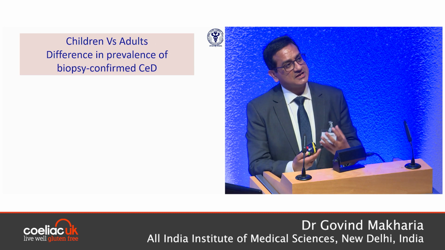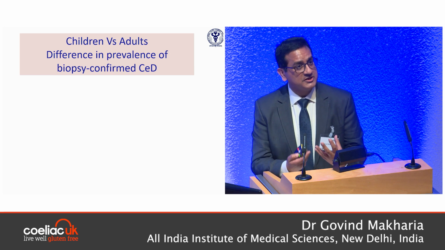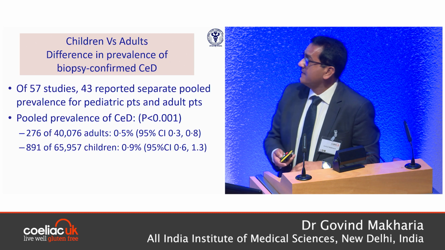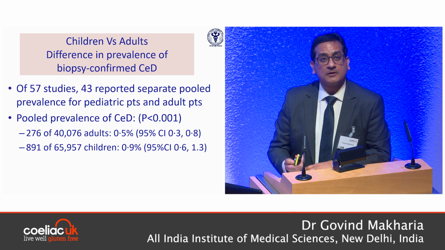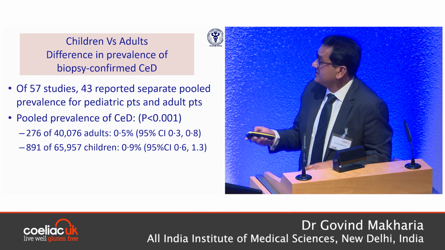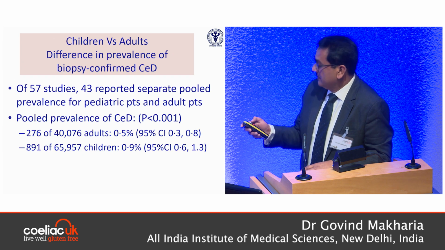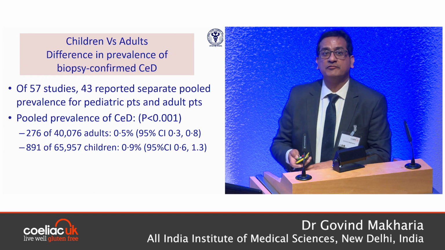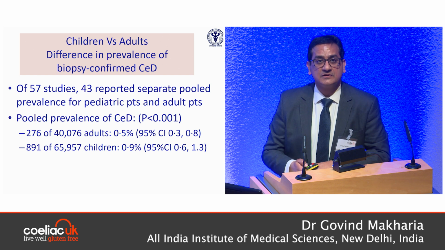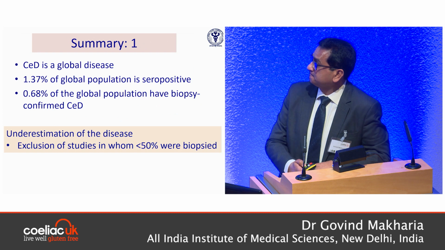Also, there was a question of whether celiac disease is more common in children. Again, this meta-analysis further confirmed that celiac disease is more common in children compared to adults. The prevalence in children is 0.9%, and in adults is 0.5%. So almost a twofold difference in the prevalence of celiac disease in children and adults.